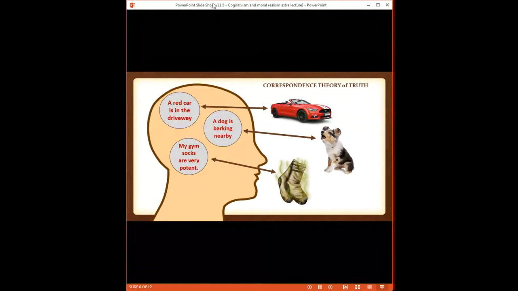So how would the correspondence theory correlate with something like pro-life or something like that? What do you mean by pro-life? You mean like regarding abortion? Yeah. So how could you do the correspondence to know if it's true or not? Yeah, that's a good question.